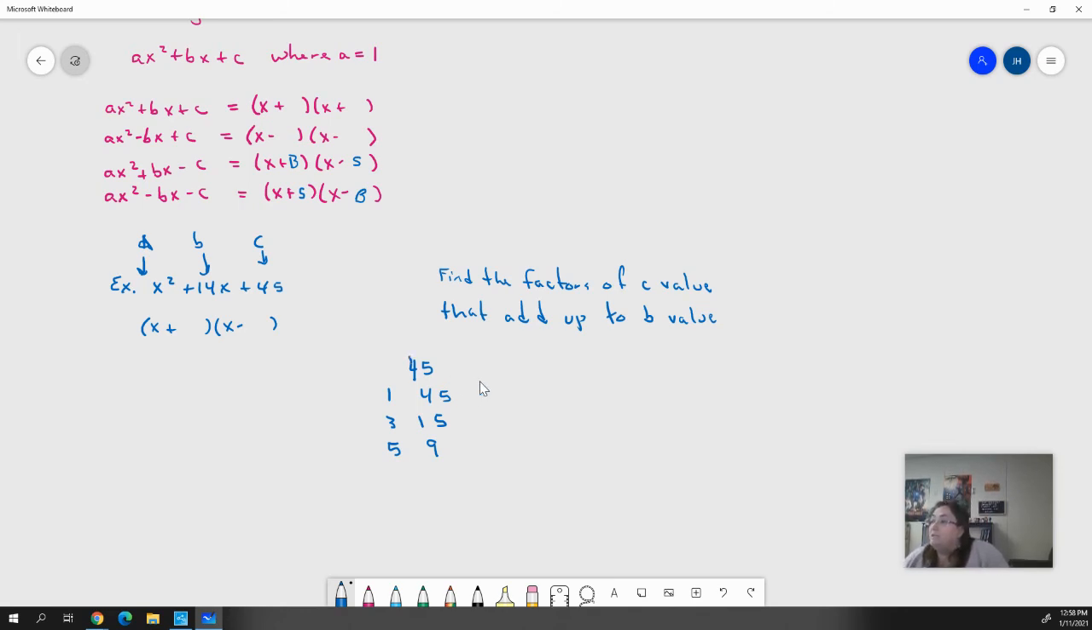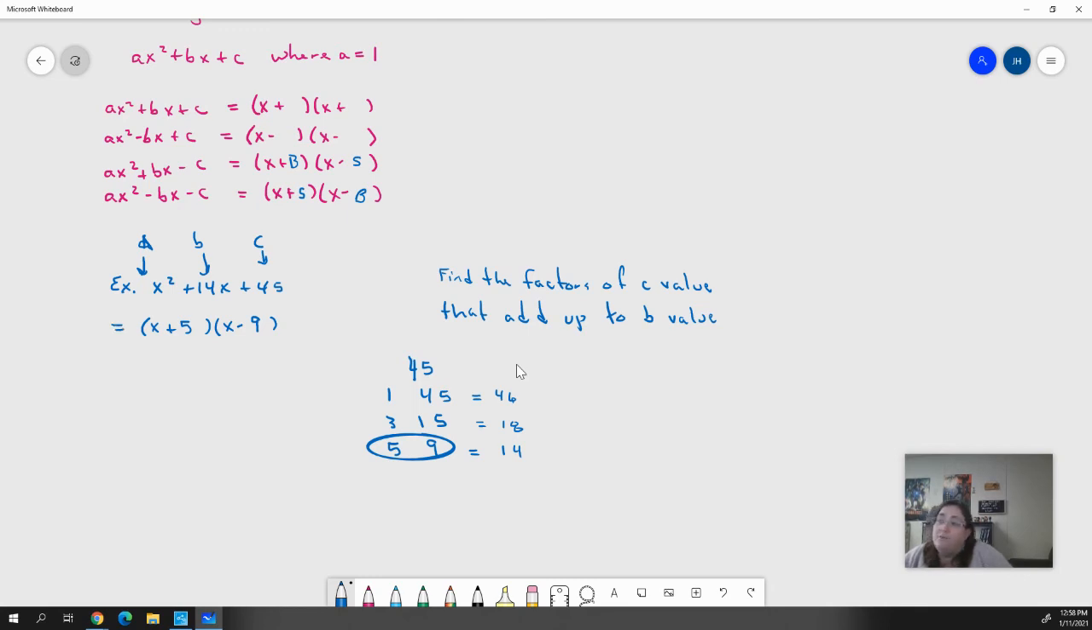So we're going to look at these factors and ask which ones add up to 14. If I add 1 and 45, I get 46. If I add 3 and 15, I get 18. If I add 5 and 9, I get 14. So these are the factors that we can put into the parentheses. These are our factors of this expression.